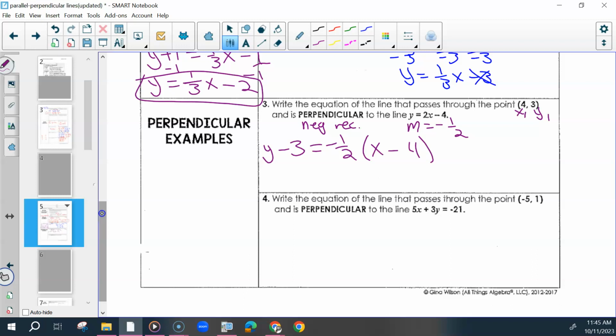Okay. Then we can distribute negative 1/2 x, multiply negative 1/2 and negative 4. Tell me what you get.